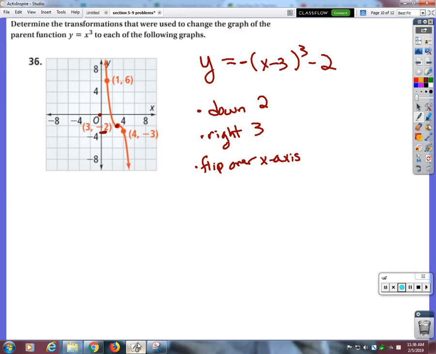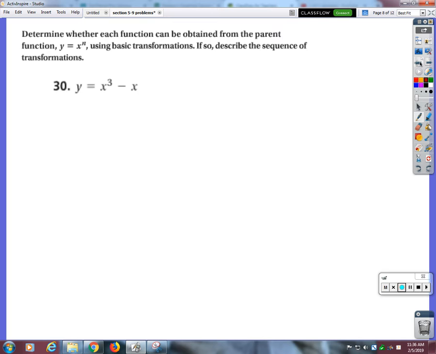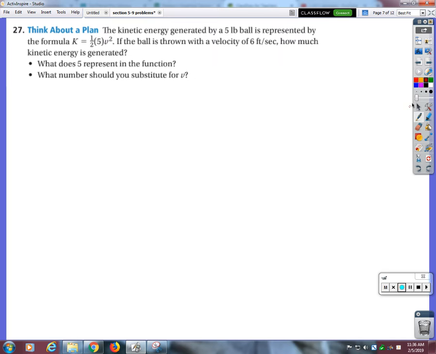27. Okay, 27 says the kinetic energy generated by a 5-pound ball is represented by the formula K equals 1/2 times 5 V squared. If the ball is thrown with a velocity of 6 feet per second, how much kinetic energy is generated?